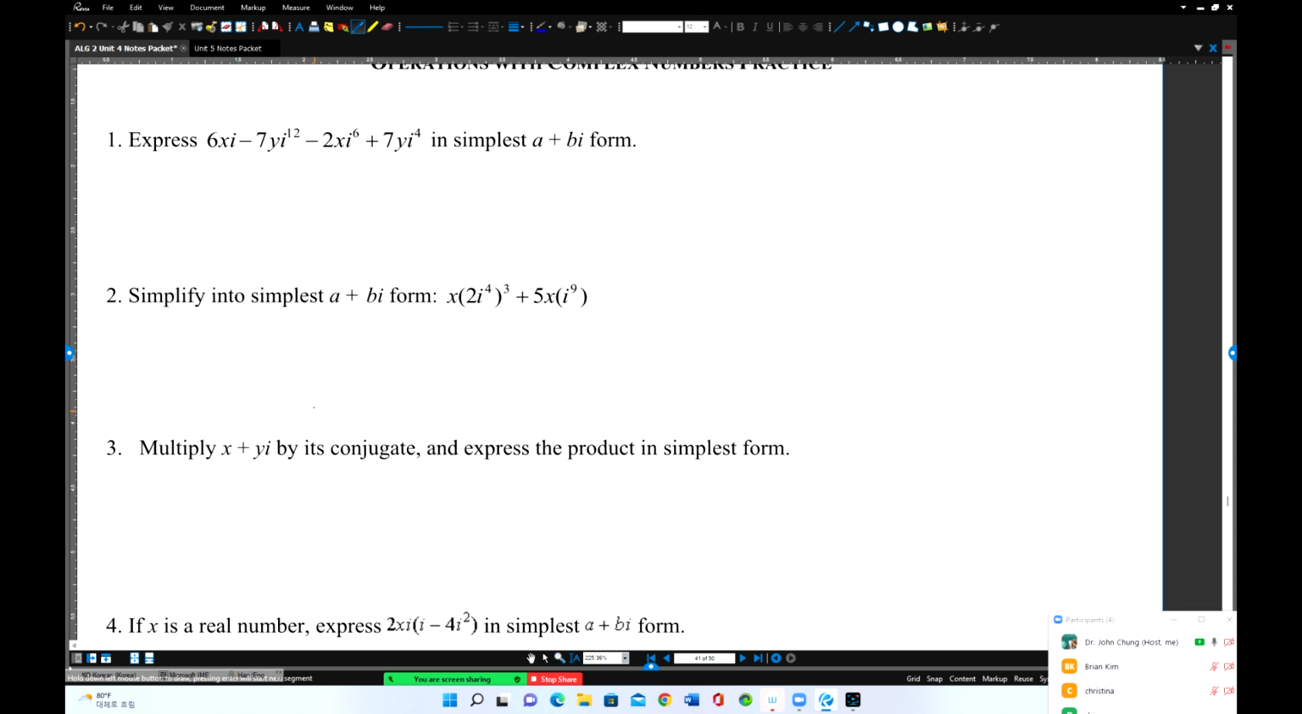Okay, we're going to do this one, conjugate. Conjugate means the real part is the same, but the imaginary part always has the opposite sign. If we have 3 plus 2i, its conjugate should be 3 minus 2i. We say this is a conjugate pair, okay?